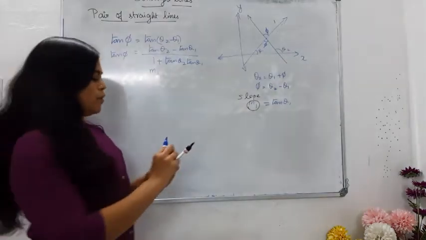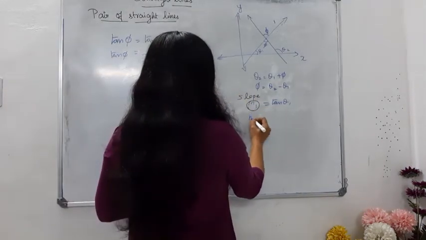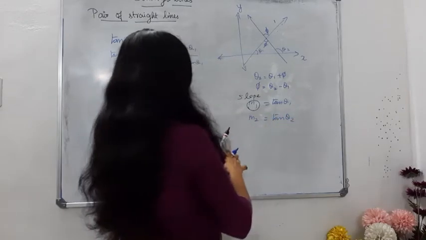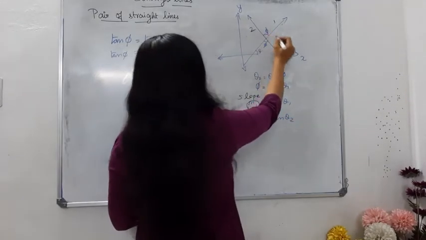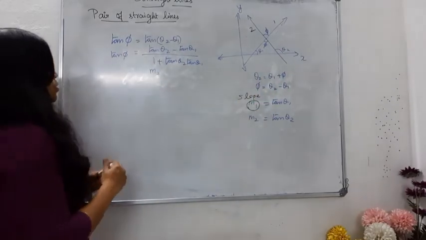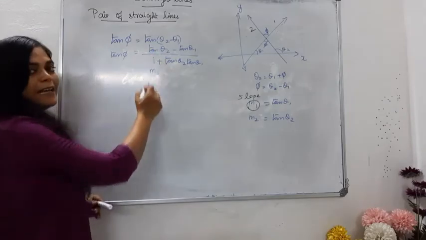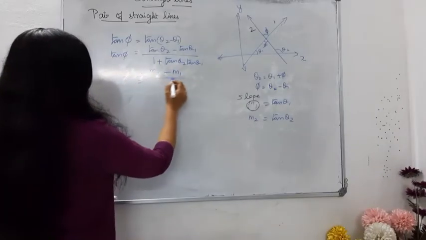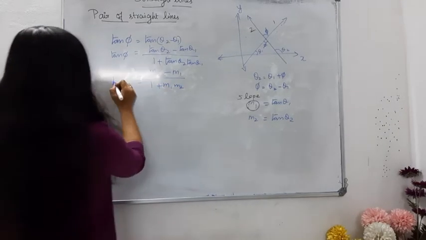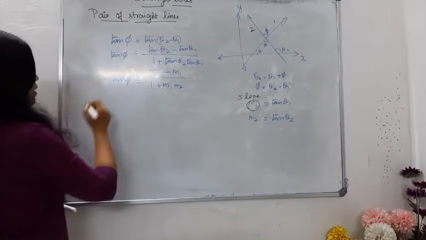Okay. And then what is m2 now? The slope of the second line, which is having the angle of inclination theta 2. Okay. This we are going to substitute over here. Instead of tan theta 2, it is m2. Instead of tan theta 1, it is m1. And it is m1 into m2. This is tan phi. Okay.